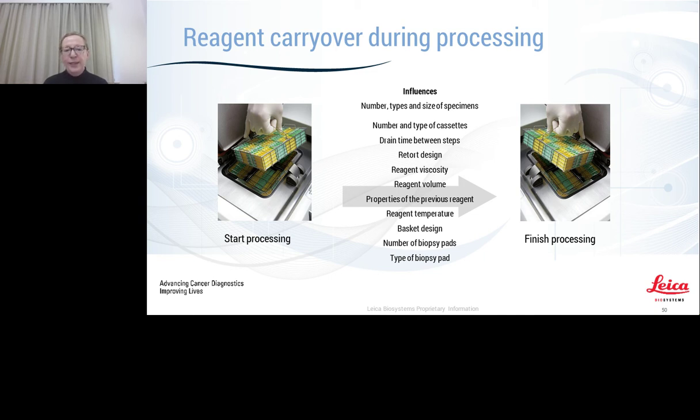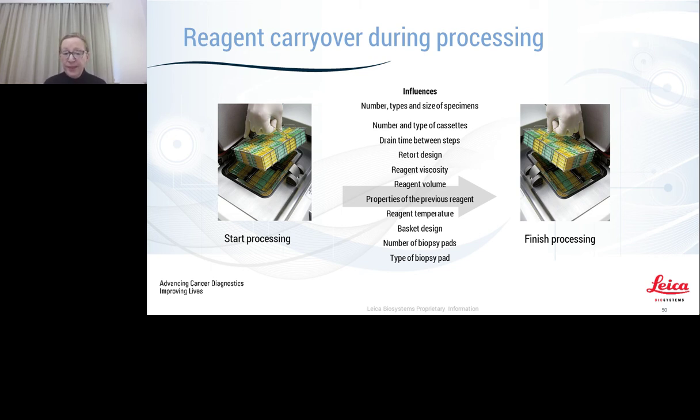So there is the number, the type, size of the specimens themselves, the number and type of cassettes. Cassettes that have got more infrastructure, if you like, might actually carry over more reagent to the following reagent than a more standard cassette. The drain time between the steps can be important, the actual retort design, reagent viscosity. If you are using a xylene substitute, some of these may be more viscous than xylene. So remember that in considering the carryover into the wax.